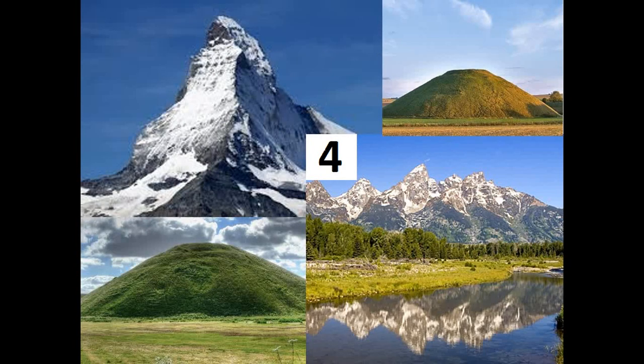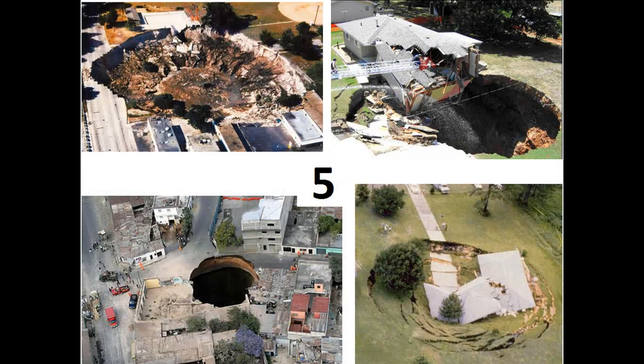Number four, these are hills or mountains, and remember that hills and mountains are the same thing. They're an elevated piece of land higher than its surroundings, and whether it's a tiny hill or a huge mountain, they have the same definition. It's an elevated piece of land higher than its surroundings. Hills and mountains.